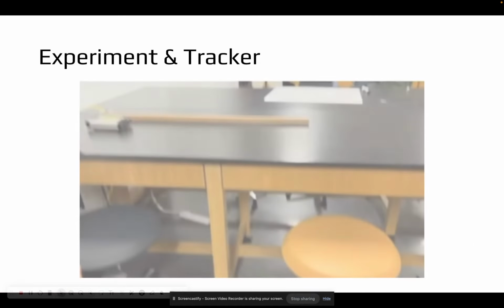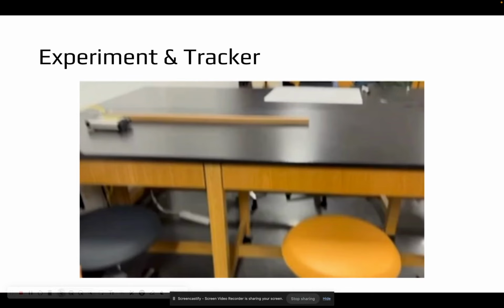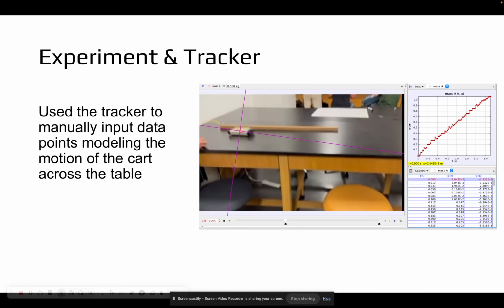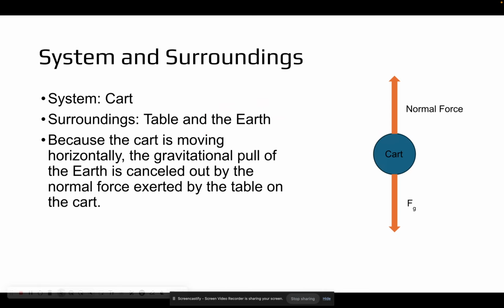So here's my experiment in the tracker. For the experiment, we set up a cart on the lab bench and we set up a meter stick behind it for reference. We pushed the cart across the bench and tried to give it a constant velocity. When importing into tracker, we used the tracker to manually input data points modeling the motion of the cart across the table. This output a position versus time graph, which we will use later in the experiment.